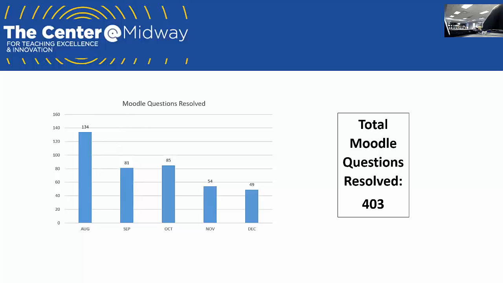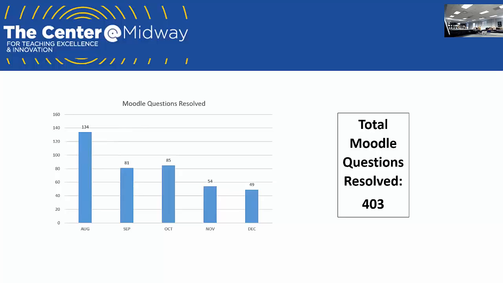So last year we talked first about how many Moodle questions the center answered, and all of the graphs are August, September, October, November, and December. Okay, so this semester, in the fall semester, the center answered a total of 403 Moodle questions, mostly from faculty and to a very small degree from students.